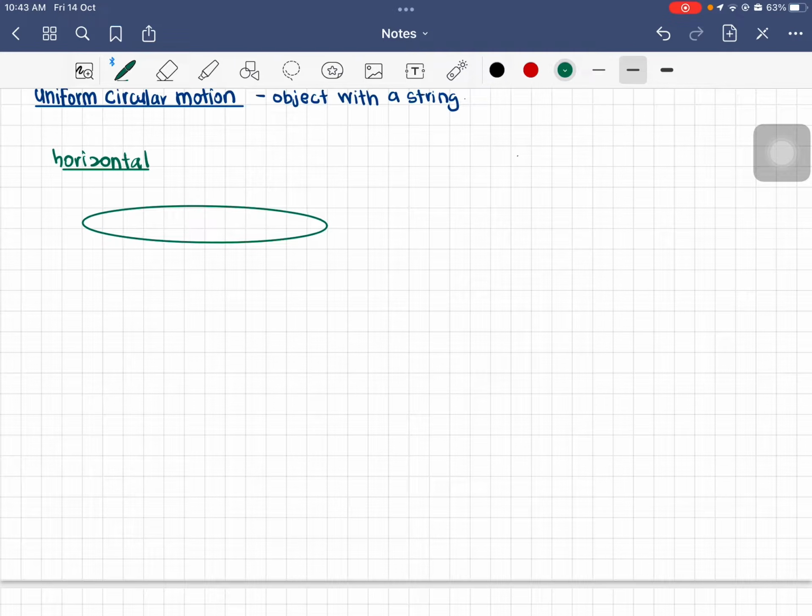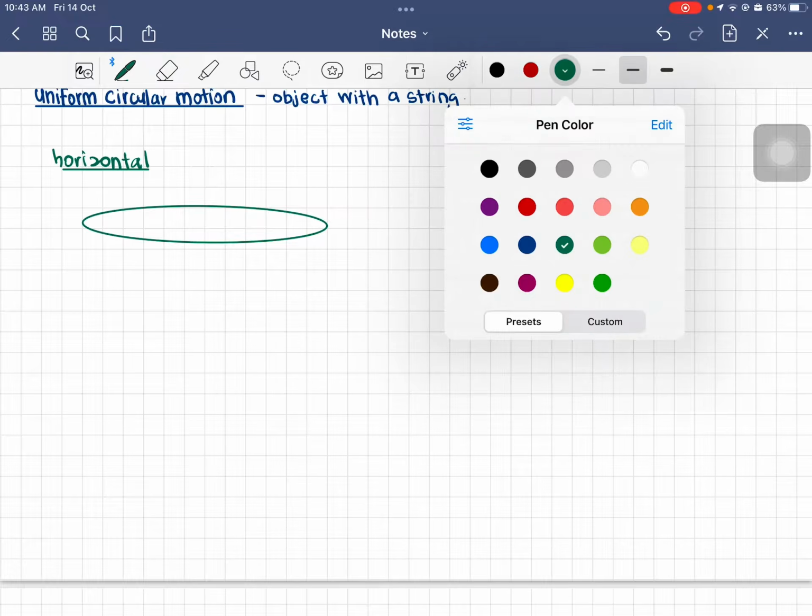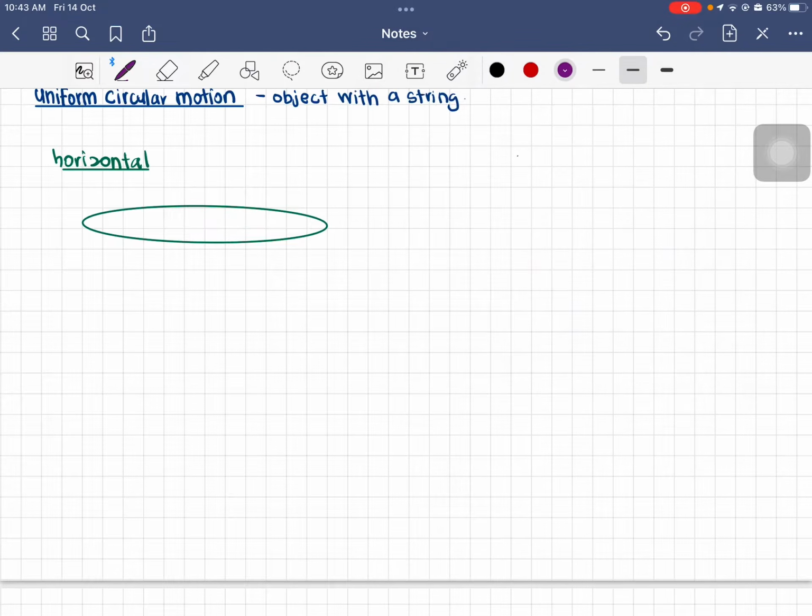Alright, this one. So let's assume that your object is on the left first. So you have this object on the left. And then we have a string, which is biasanya kita akan pegang kat tengah-tengah ni kan. Kita akan pegang kat tengah-tengah ni and then kita rotate kan. So this is your object and the green one is the path.